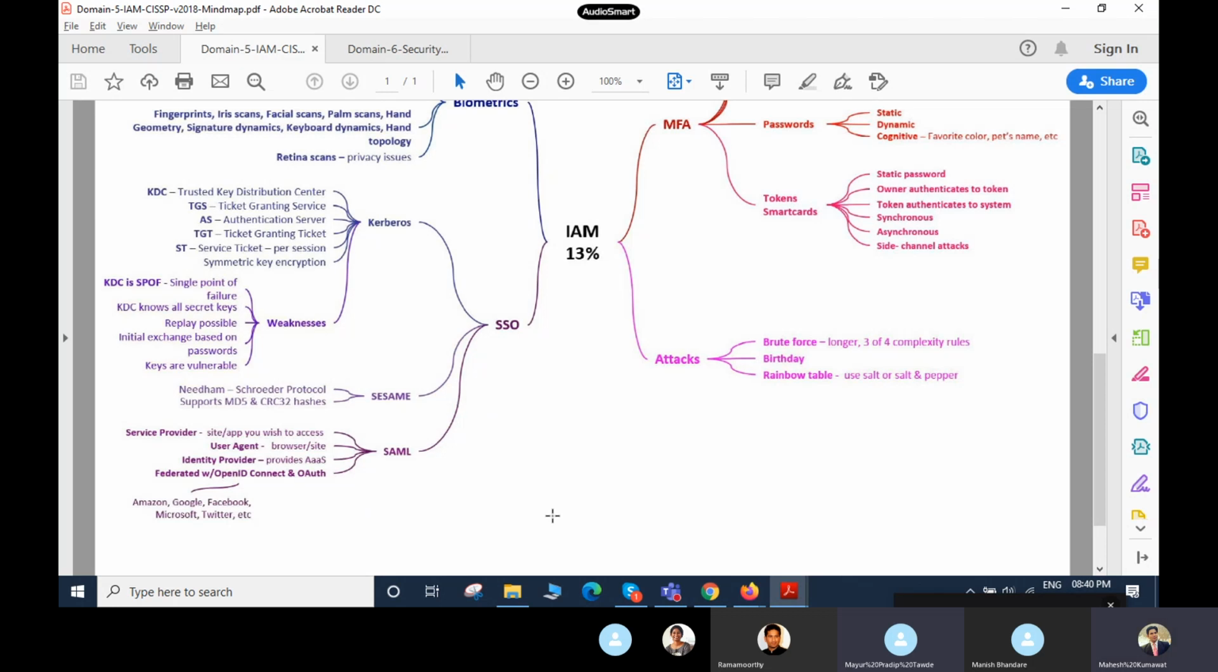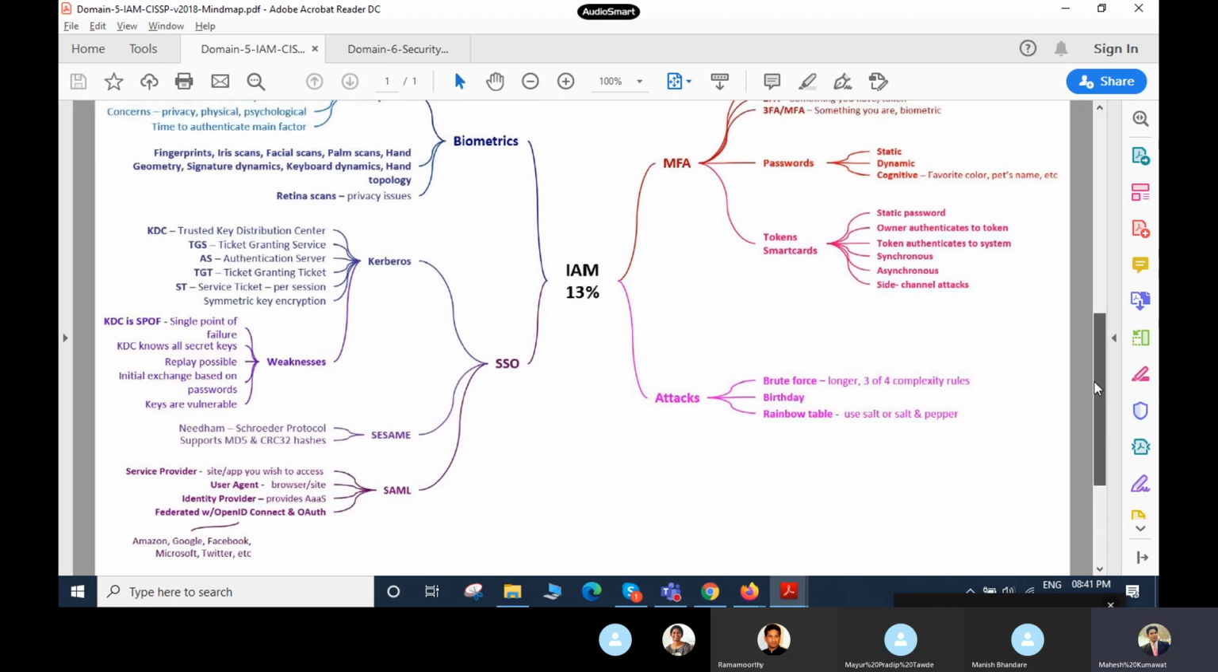Sorry, what is salting? Salting is a process of adding some default characters or default alphabets to the provided input. Why is it required? What are the use cases of salting?